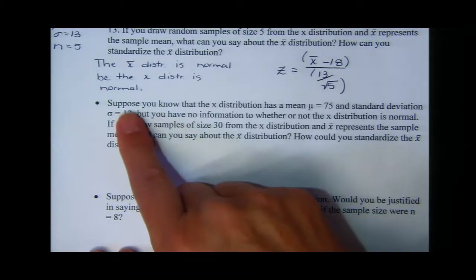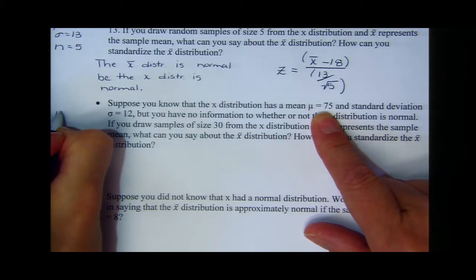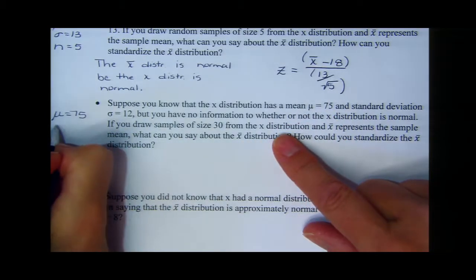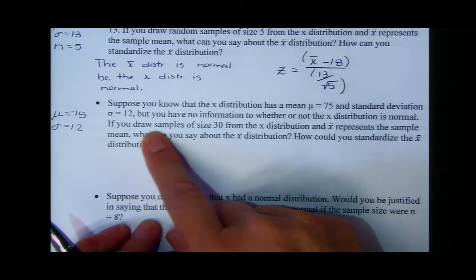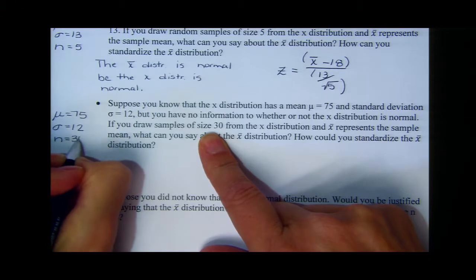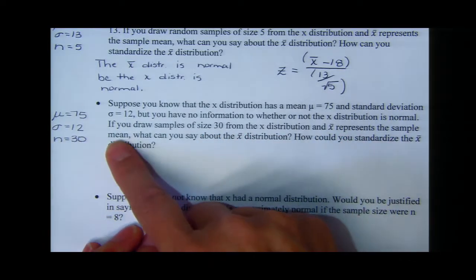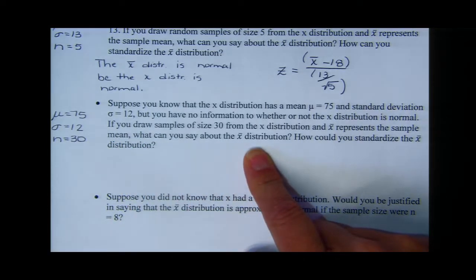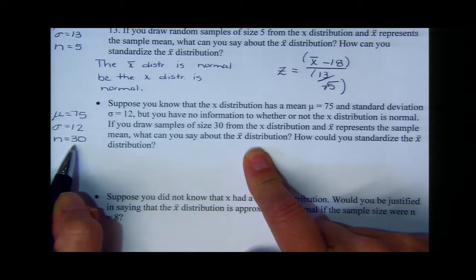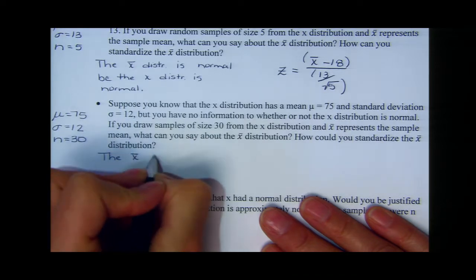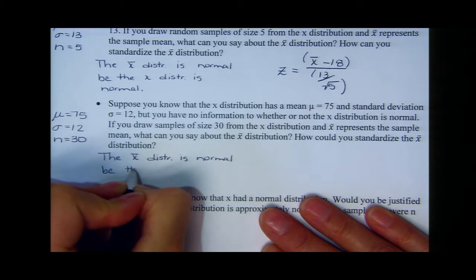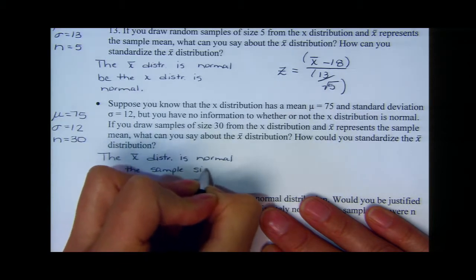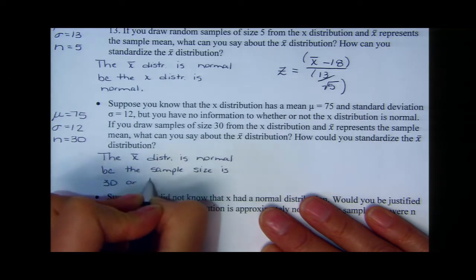All right, so now, suppose you know the X distribution has a mean of 75 and standard deviation of 12, but you have no information to whether or not the X distribution is normal. If you draw samples of size 30 from the X distribution and X bar represents the sample mean, what can you say about the X bar distribution? Well, I don't know if X is normal or not. But in this case, that does not matter because this is 30 or larger. So I can say the X bar distribution is normal because the sample size is 30 or larger.